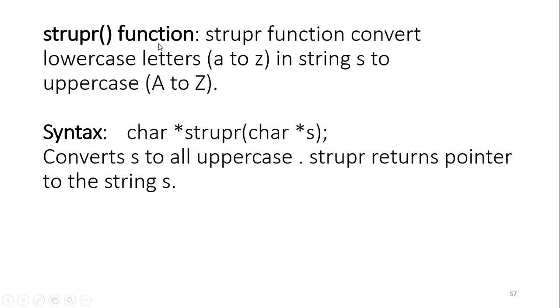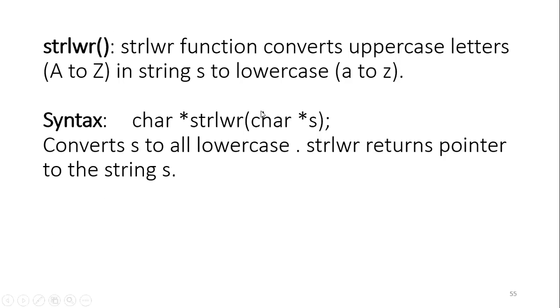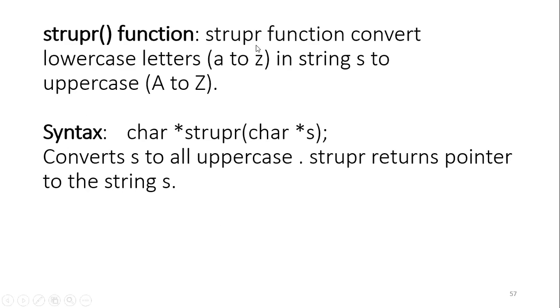The next function is the strupr function. The strupr function converts the lowercase characters a to z in string S to uppercase. So this is the vice versa of the strlwr function. The strlwr function converts uppercase letters into lowercase letters. Here, strupr converts lowercase letters into uppercase letters. The syntax is that the strupr function accepts a string and returns the character pointer, converting S to all uppercase. strupr returns a pointer to the string S.